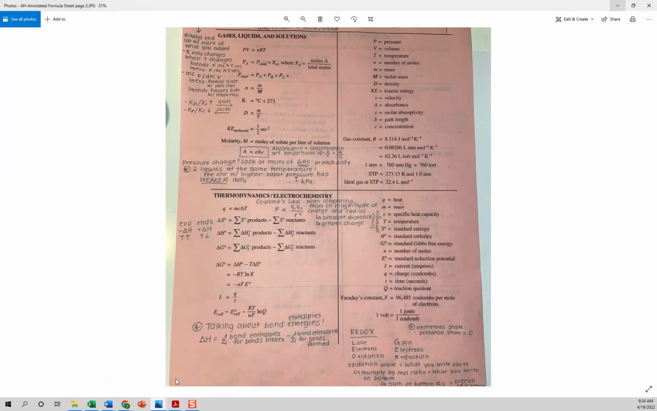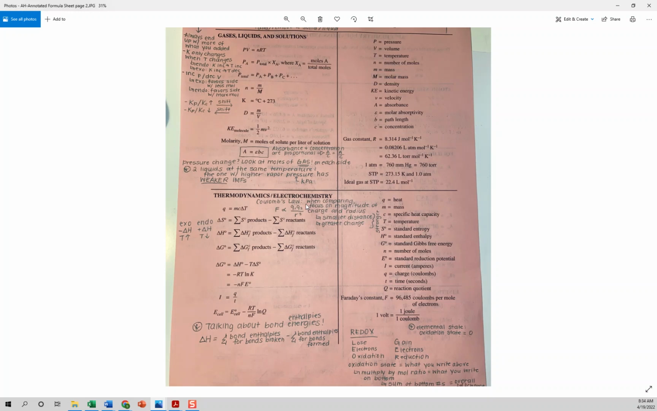where's the other side? Here's the other side. Okay, so reminding you bonds broken minus bonds formed. That's the only time you do reactants minus products, but then everything else is there. Endothermic, exothermic, all that stuff. Let's see any other good ones. Here we go. Here's your Beer's law. Absorbance and concentration are proportional. So anyway, this is just a good thing, just a quick reference guide.